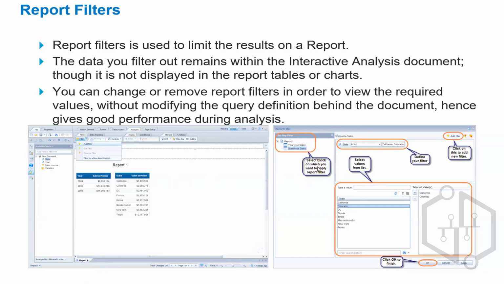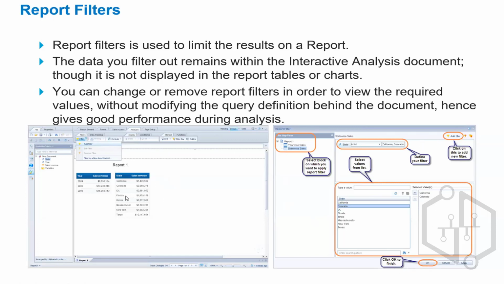We can select here state wise sales, select the block on which you want to apply the report filter, and then click on add filter. As we have selected state wise sales and we are clicking add filter, state will come up here and we will give the values from this list of values. And once we have defined it, we will click OK to finish.